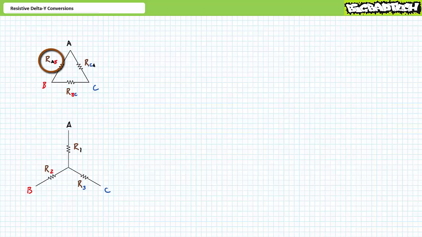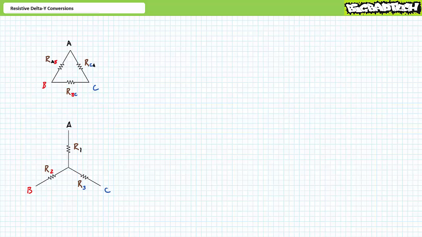I'll call the resistance element between node A and node B RAB. Similarly, I'll call the resistance element between nodes B and C RBC. And finally, I'll call the resistance element between nodes C and A RCA. Alternate permutations of delta Y conversions might use different means of differentiating the three resistance elements, but if you follow this technique and you use this map, you cannot get this wrong.